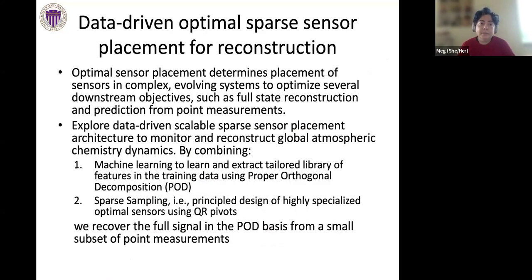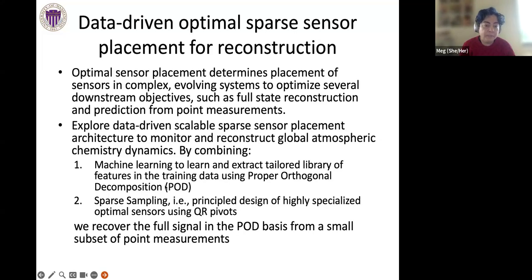And the last part of my research work is data-driven sparse sensor placement for reconstruction of the original data. The optimal sensor placement determines placement of sensors in a complex evolving system to optimize several downstream objectives, such as full state reconstruction from just a few point measurements, or prediction from just a few point measurements. So the instantaneous reconstruction of atmospheric chemistry data in this work is based on combining 2 key techniques.